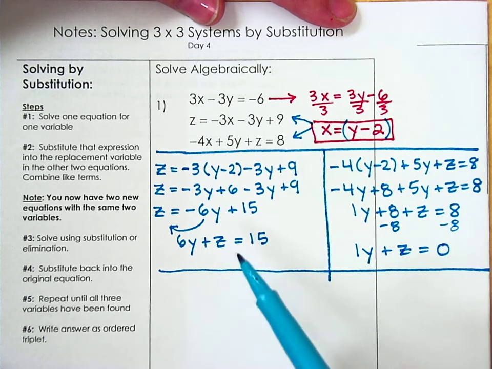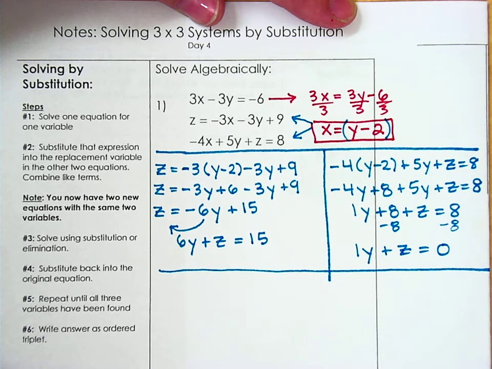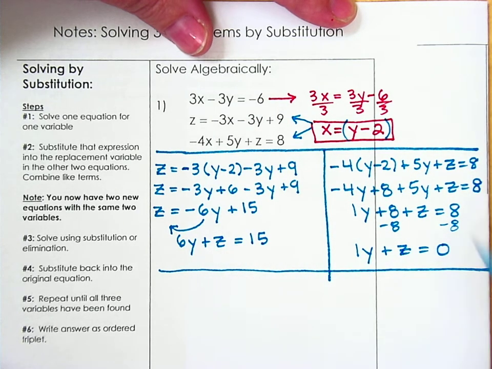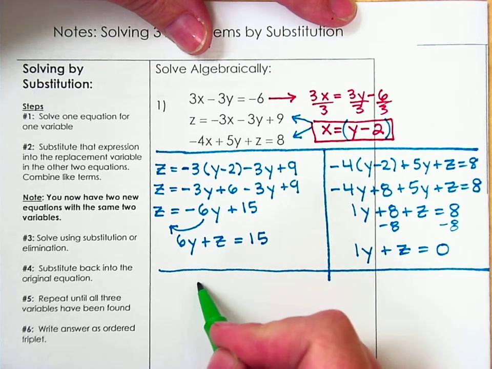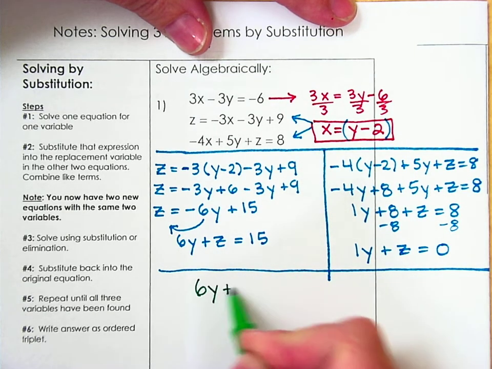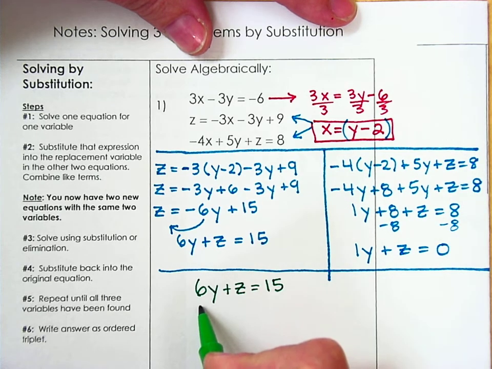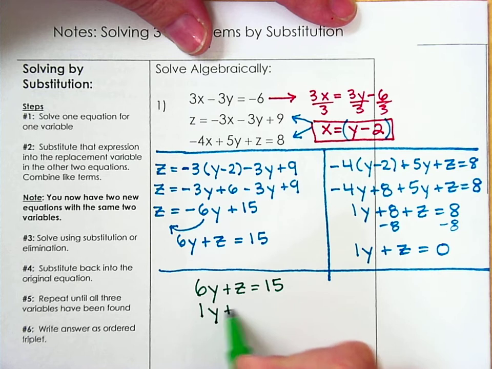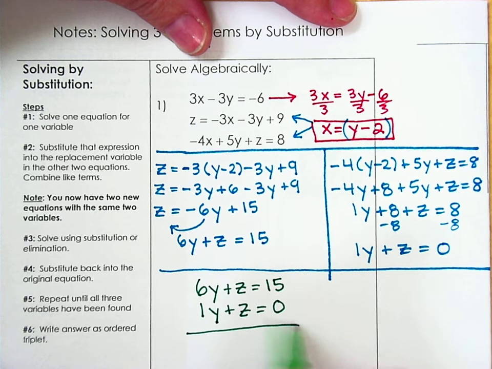Now what we have are 2 equations that have only a y and a z in them. This puts us right where we can use substitution, or in this case elimination, to solve this. So I'm going to rewrite 6y plus z equals 15, and bring my other equation over, 1y plus z equals 0. I want to use elimination now to solve this.